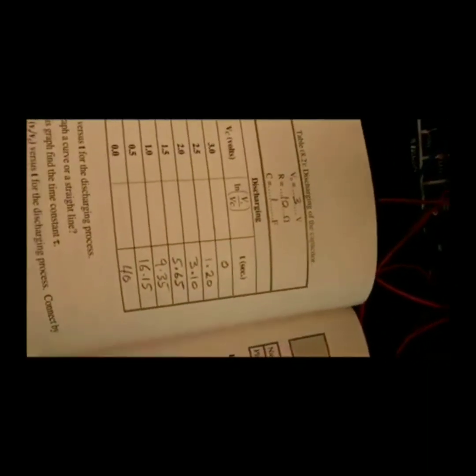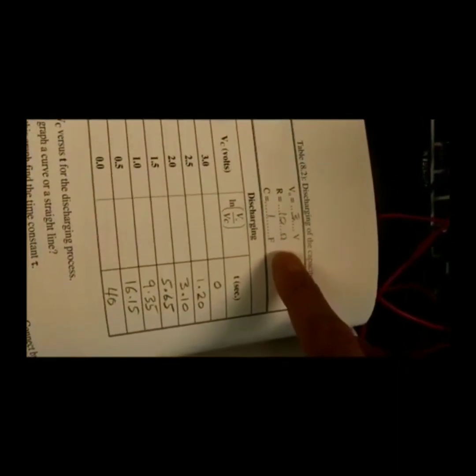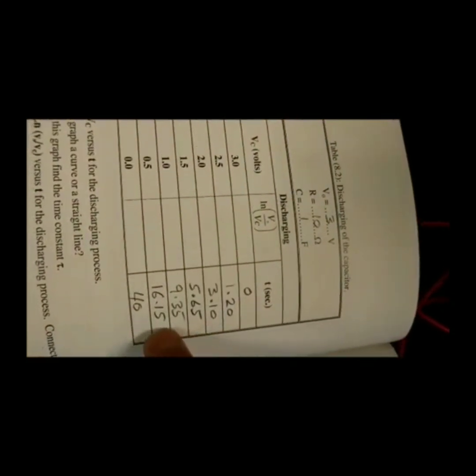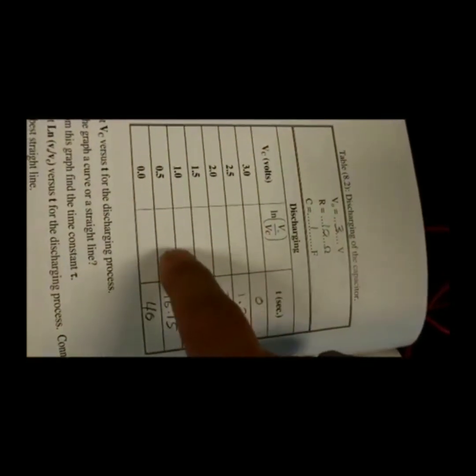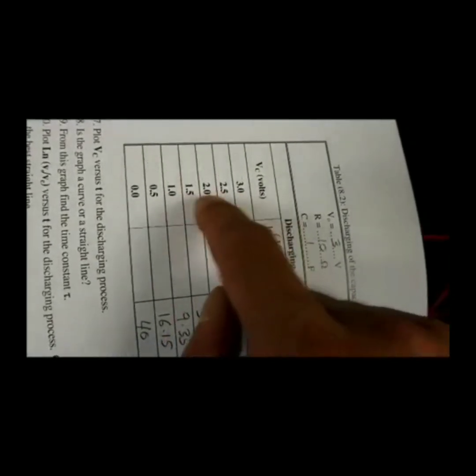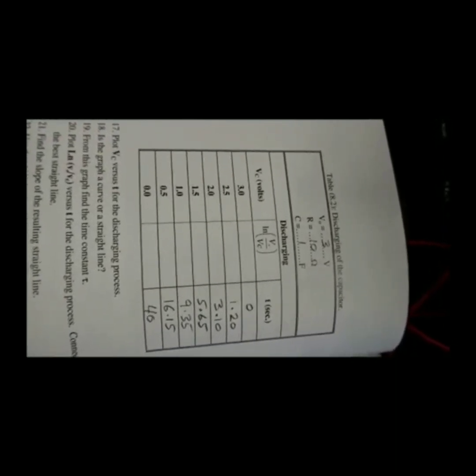Okay, now I have collected the data from this table, and this was the result in table number 2. Here you can see the voltage 3 volts, the resistance 10, the capacitor is 1, and these are the values of the voltage and the corresponding values of time. This is a column you need to fill yourself by calculating the logarithm of V naught over Vc. This is Vc and this is V naught, which is a fixed value of 3, and I will show you now why we need to calculate this value, which is the logarithm.